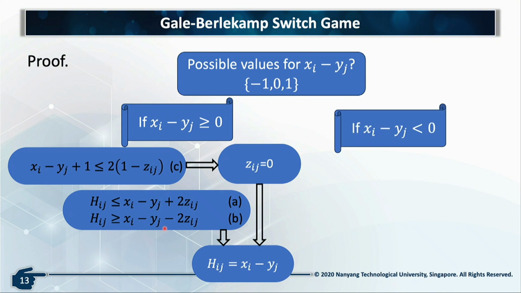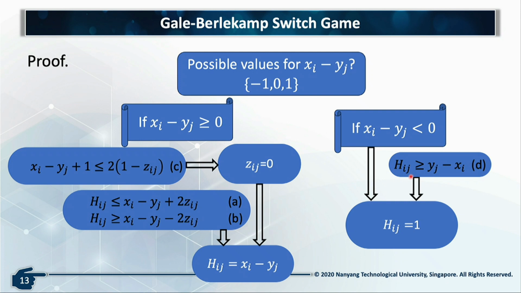Then we still have one possibility, right? I can have xi minus yj equal to -1. Okay? If xi minus yj is -1, we can look at constraint D. So xi minus yj is -1. That means yj minus xi is 1, right? So constraint D says hij must be at least 1. But we know hij is a binary variable. So the only possible value for hij is 1. So now we have enumerated all the possible values for xi, yj, and hij, right?